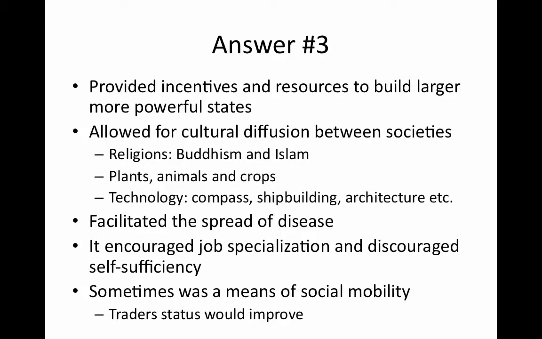Trade's also going to encourage job specialization and discourage self-sufficiency. So what this means is that empires figure out that if I'm bad at growing, let's say, wheat because the geography of where I live doesn't really support growing wheat, it's cheaper for me to trade a product that I can make easily with someone else and get wheat from them than to try and grow wheat on my own.